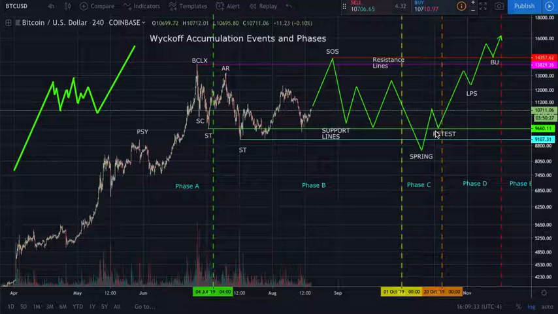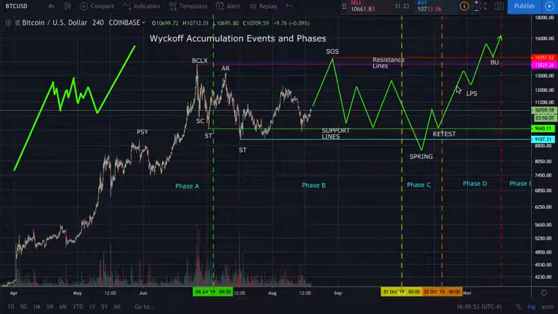The retest of the support lines is basically confirming, okay, there's no more selling coming in at these prices, we're going to go to higher prices. And that's going to enter us into phase D. With phase D, we're going to come up and start rallying off of it. People start realizing, okay, this might be the real deal.